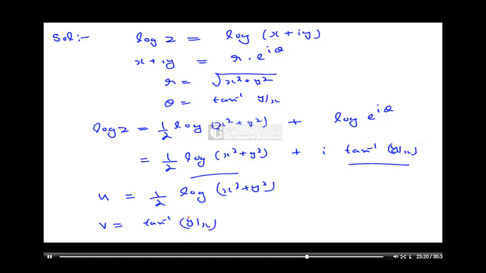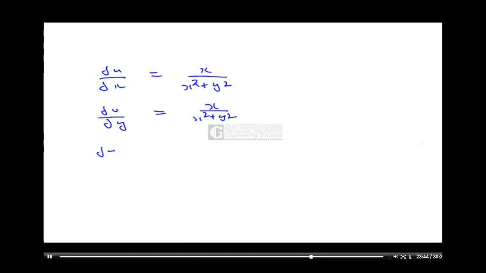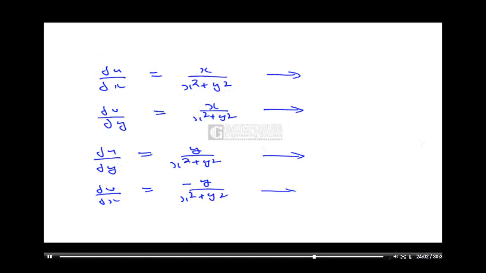Okay. Once I have got the u and v, I can find del u by del x, which is equal to x upon x square plus y square. Del v by del y is also equal to x upon x square plus y square. Now del u by del y is equal to y upon x square plus y square, whereas del v by del x is equal to minus y upon x square plus y square. Let these be equations number 1, 2, 3 and 4.